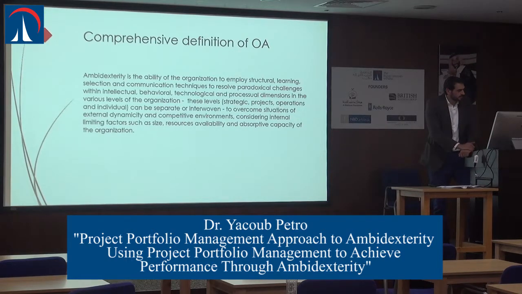So from this half a line or one line of definition of ambidexterity came this whole paragraph. Before, ambidexterity was exploration, exploitation, and how you can balance between both. And now the new definition is its ability to employ structural learning selection communication mechanisms to resolve paradoxical challenges within intellectual, behavioral, technological, and processual dimensions. So basically, this very concise definition takes a conceptual framework into consideration and produces everything in just one paragraph.